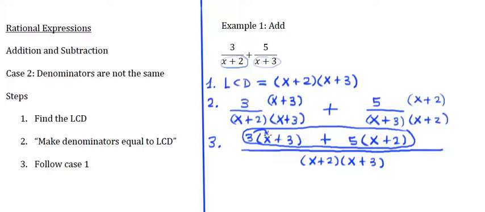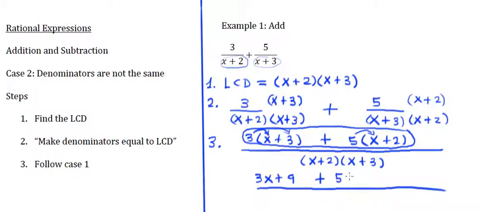So how do you work this out? Use distributive property. 3 times x, 3x, plus 3 times 3, 9, plus 5 times x, 5x, plus 5 times 2, 10. Okay, that's what we got on the numerator. Denominator, keep it in factor form. Remember, mathematicians, for denominators, they like factor form, so keep it in factor form.